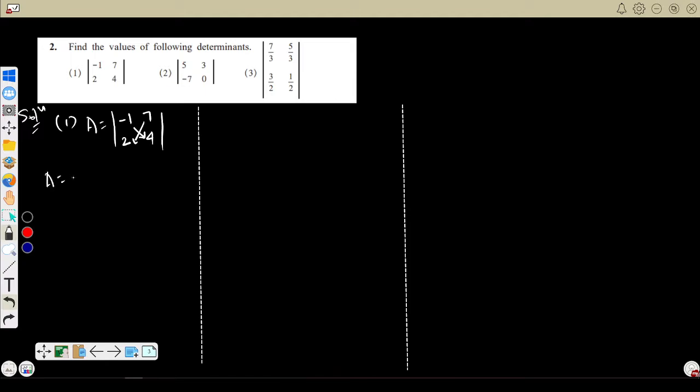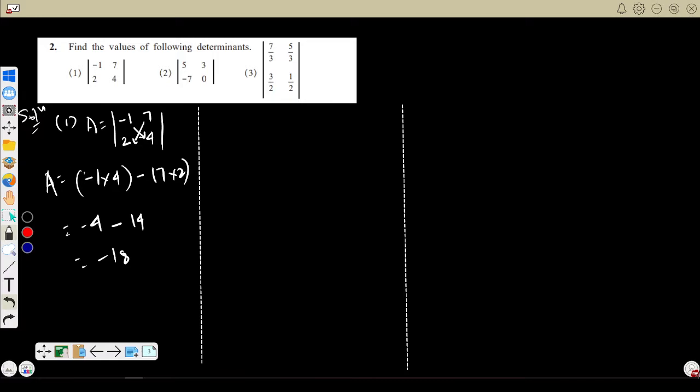So the value will be minus 1 multiplied with 4 minus 7 into 2. So this is minus 4 minus 14, which is minus 18. I hope this is clear to you.